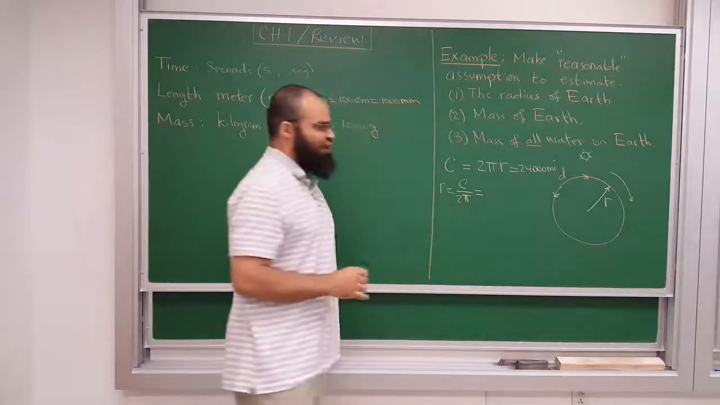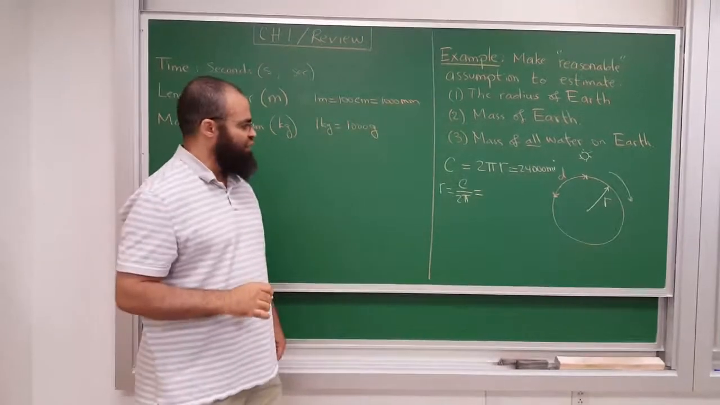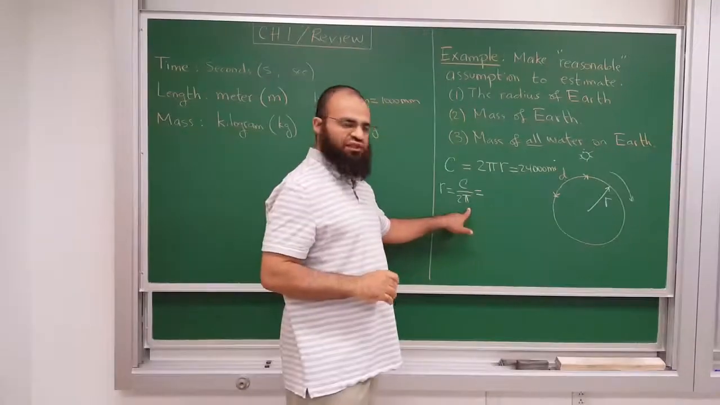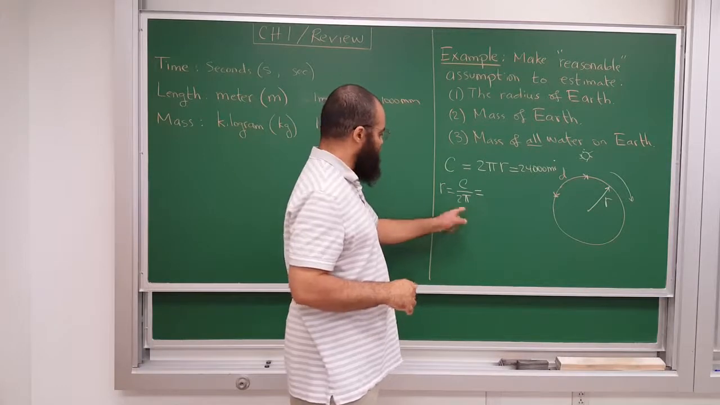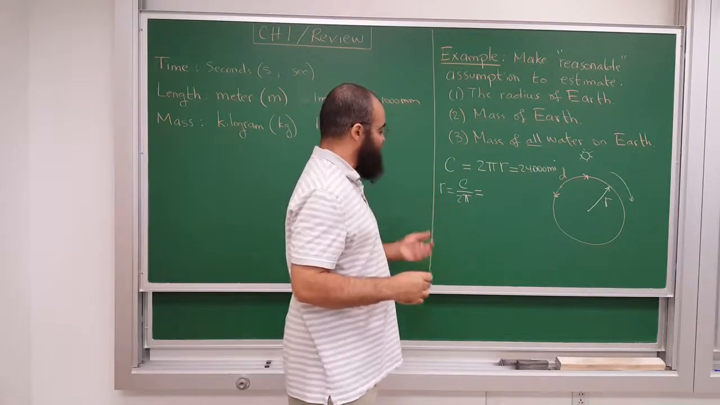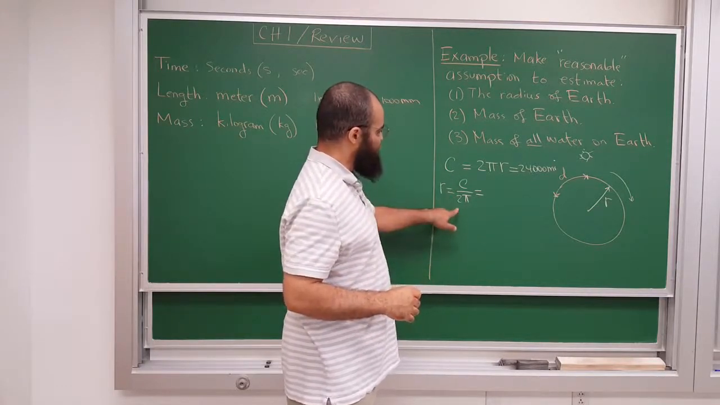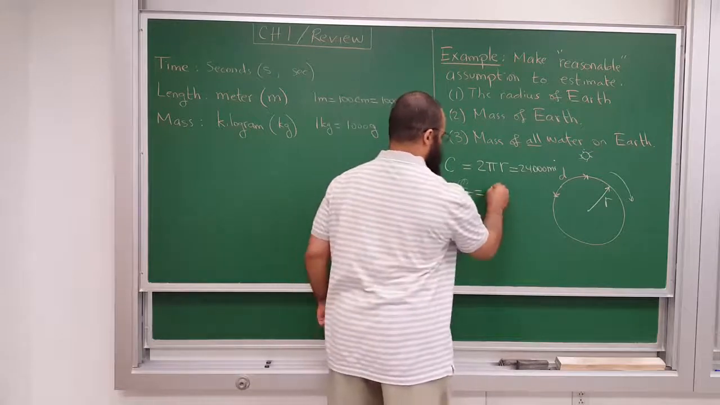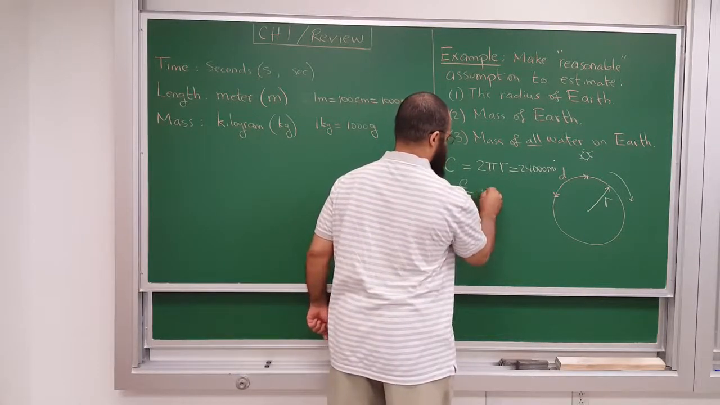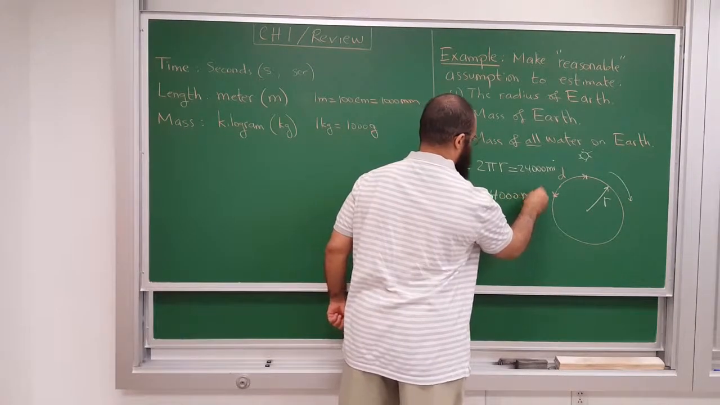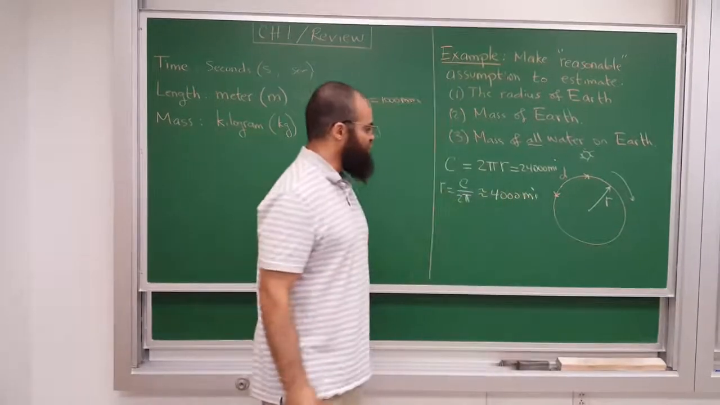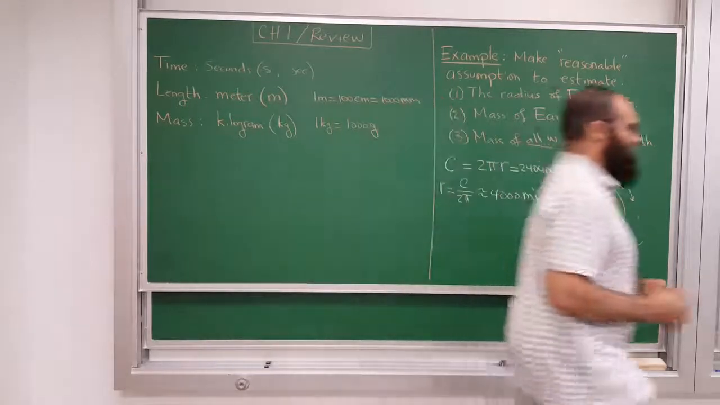So now we're going to estimate. We're not going to use a calculator. 2 pi is about 6. Pi is an irrational number. It's 3.14159. It goes on. So 2 pi is about 6. And 24,000 divided by 6 is approximately 4,000 miles. 4,000 miles. I looked up this number.